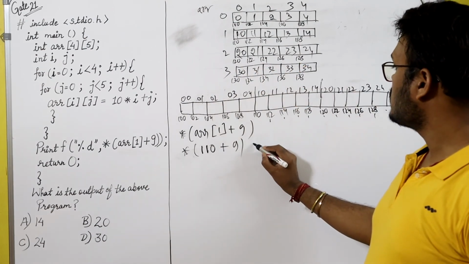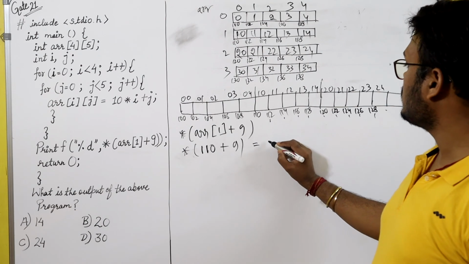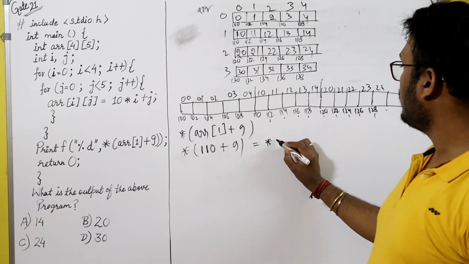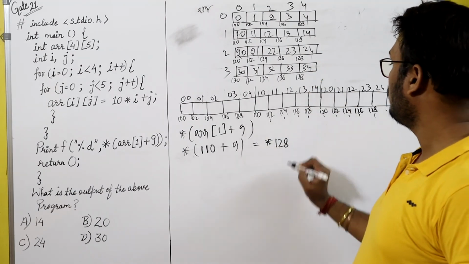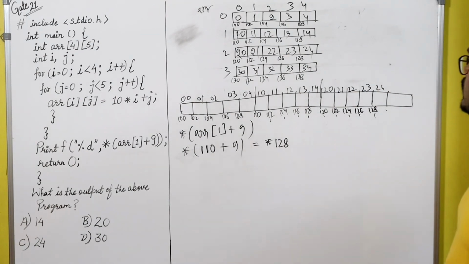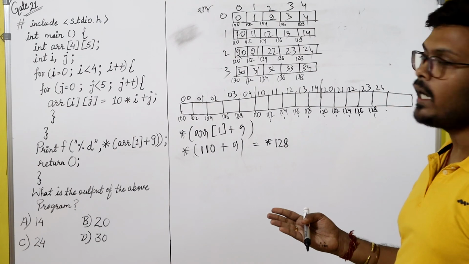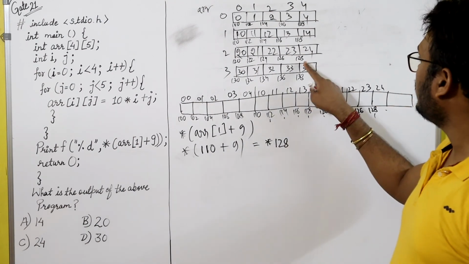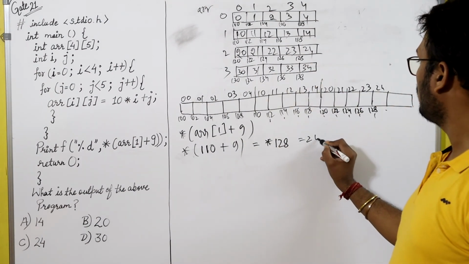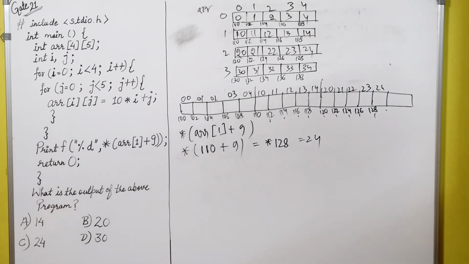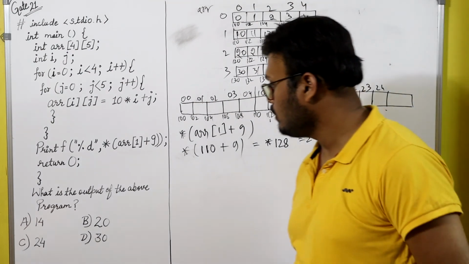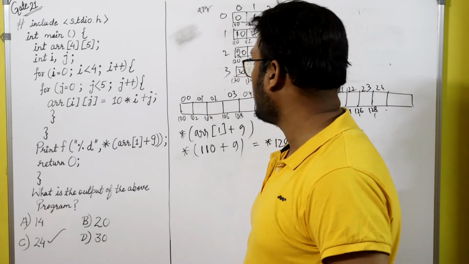So what is star of 110 plus 9? It is star of 128. Fine. And what is star of 128? It means what is the value at the address 128? That is 24. So 24 is the answer. Fine. So option C is correct.